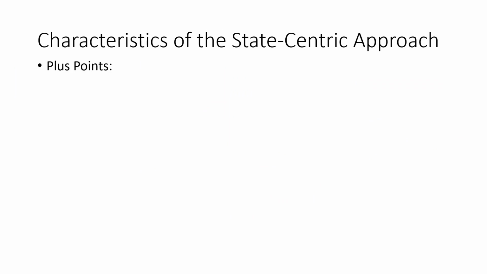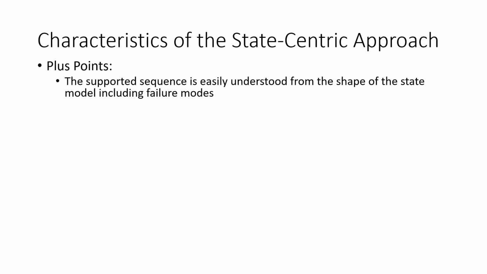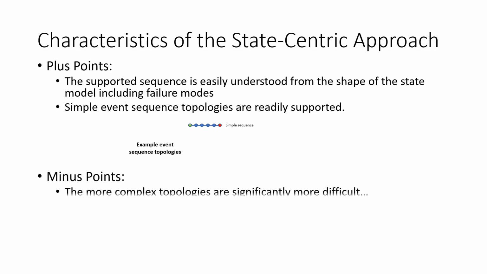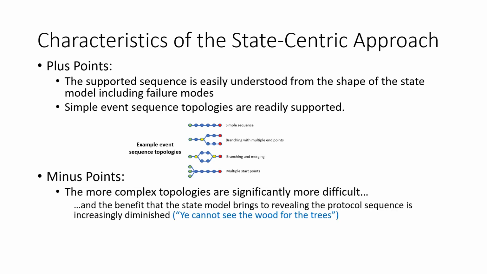So let's quickly summarize the pros and cons of this approach. As we saw from the previous slide, the steps in the respective protocol are easily understood from the shape of the model itself, and simple sequences are readily supported, which can include simple branches. However, more complex sequence topologies are much more difficult, especially when you consider that the order in which events from different branches might arrive is unpredictable, resulting in many additional states and transitions needed to support this, and the state model no longer being able to readily reveal the steps in the sequence.